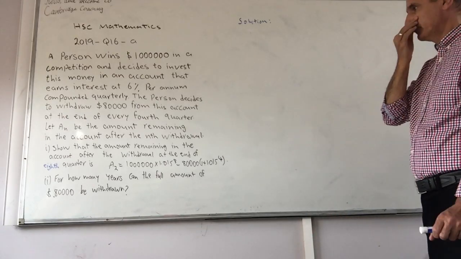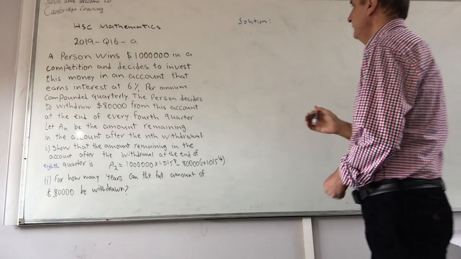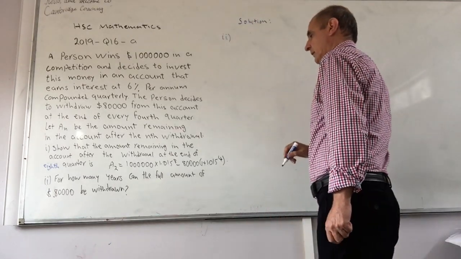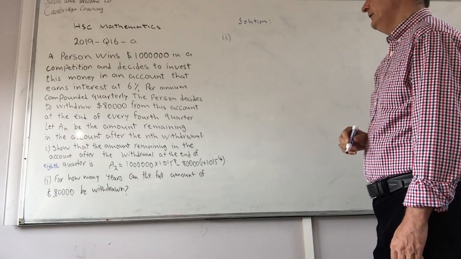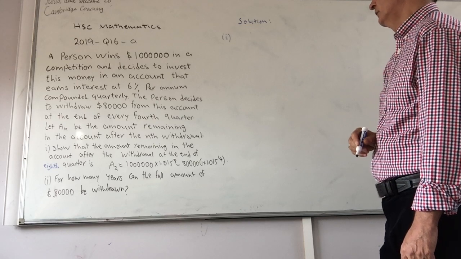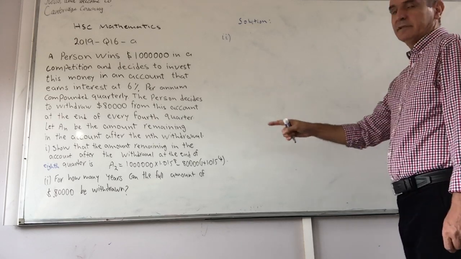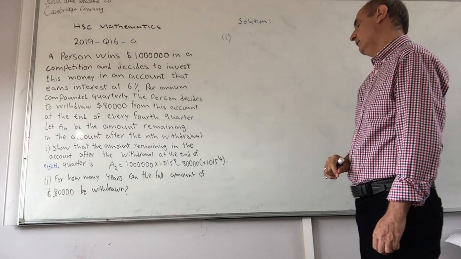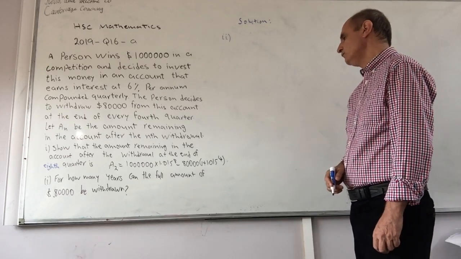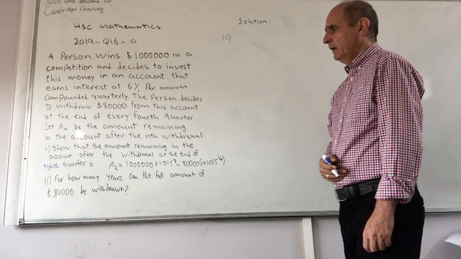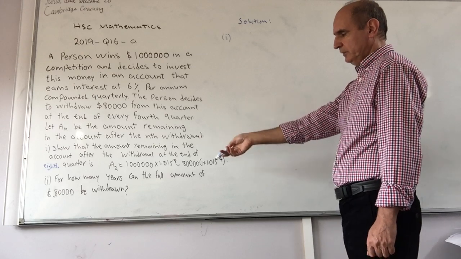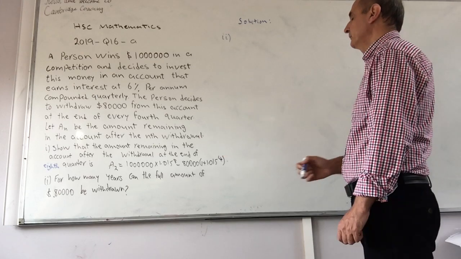For part II, for how many years can the full amount of $80,000 be withdrawn? When that happens, the balance in the account will be 0 or close to 0, or basically less than $80,000, because they want the amount to be the full $80,000.